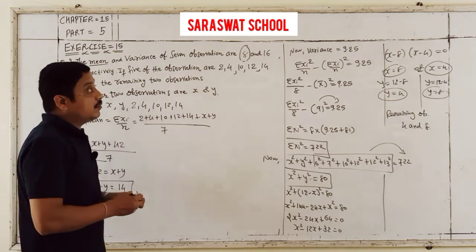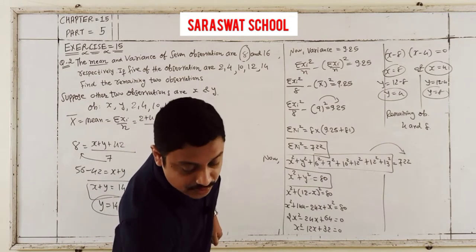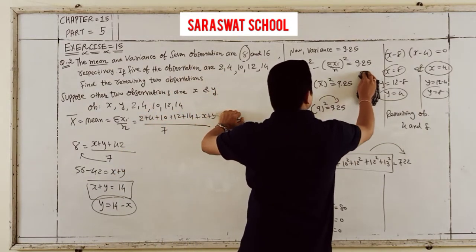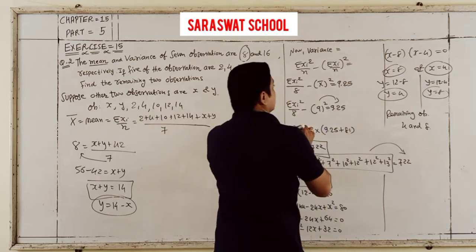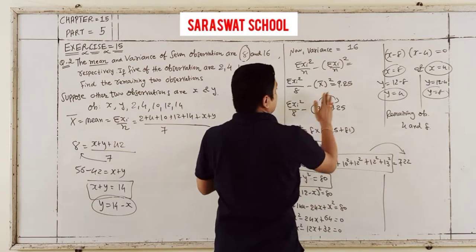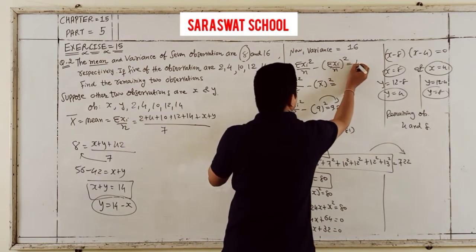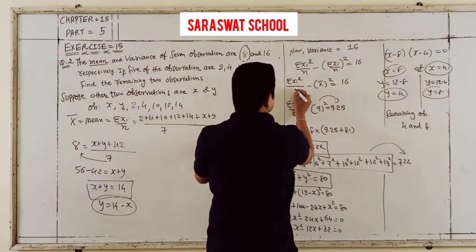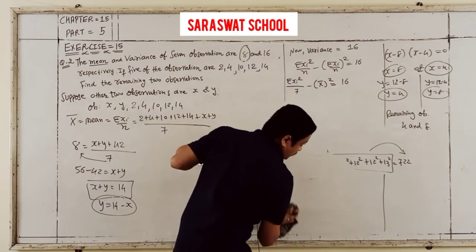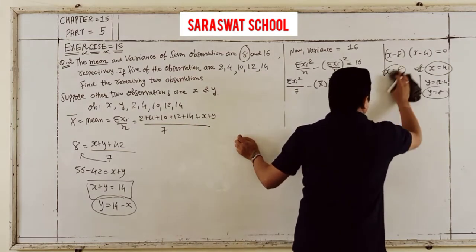So now I am going to the variance. Students, my variance is given as 16. So I just put down 16 here, and calculate with this value. This is 16 and n becomes 7. And those products I take in the form of sigma xi square.